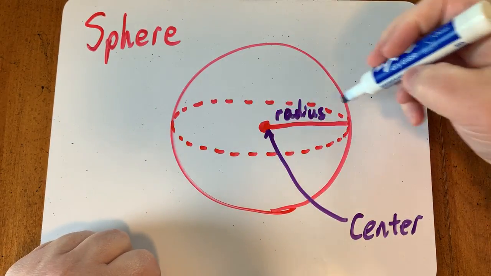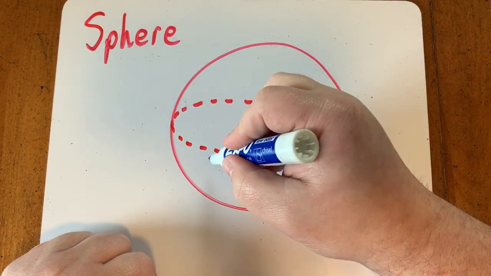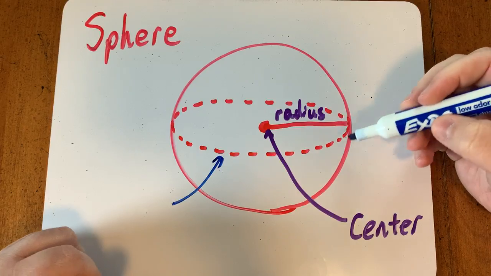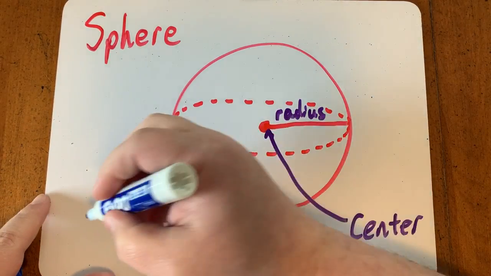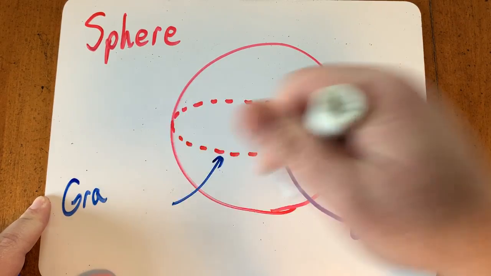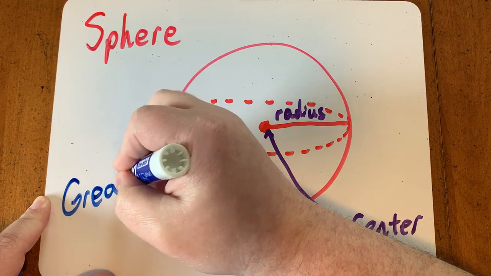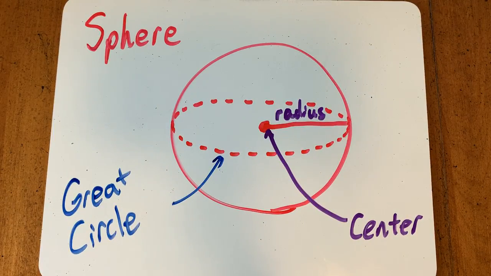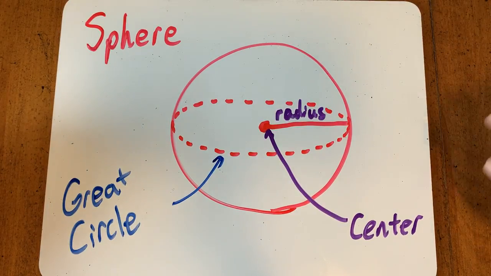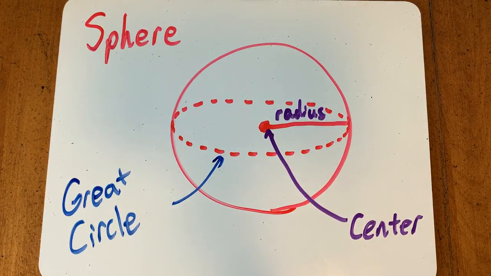Now this circle here, this dashed circle, and even this big circle here, if there is a circle on the sphere that has the same radius as the sphere, that's called a great circle. There are an infinite number of great circles on a sphere. Every circle you could draw on the sphere with the same radius as the sphere is a great circle.